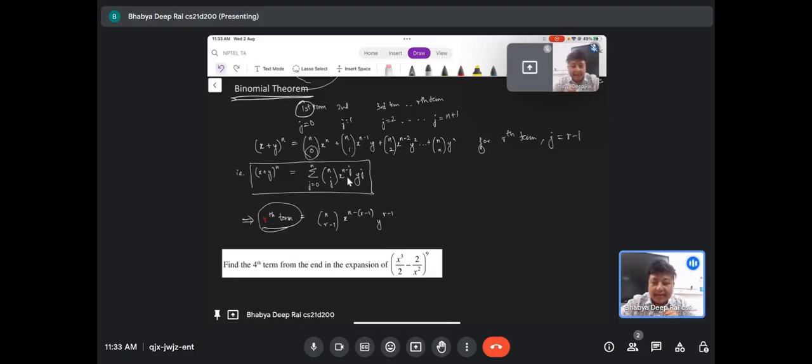So it is simple to find the rth binomial term. The rth term is nothing but n choose r minus 1, since j is r minus 1, times x to the n minus j, and what is j for us? r minus 1. And y to the j, and j is r minus 1. So that is how you would find the rth term. We will look at questions pertaining to this.